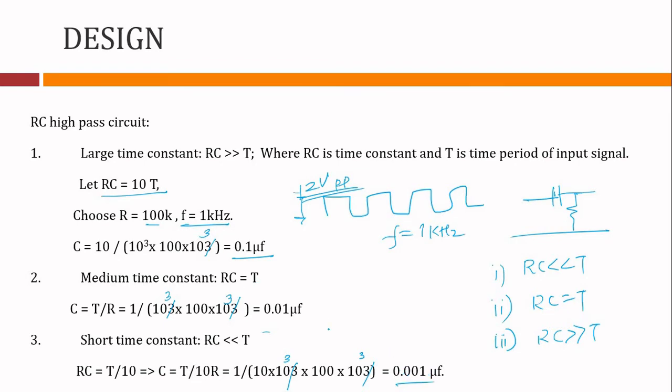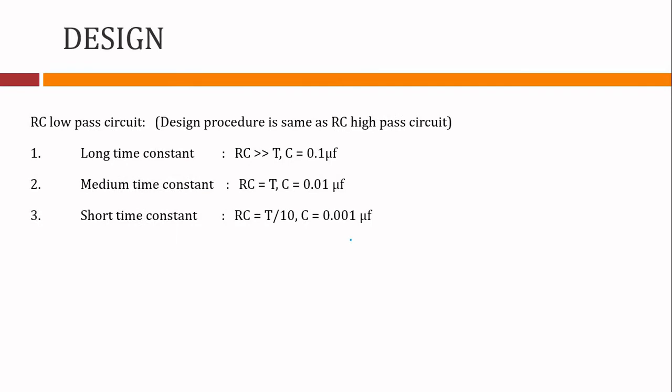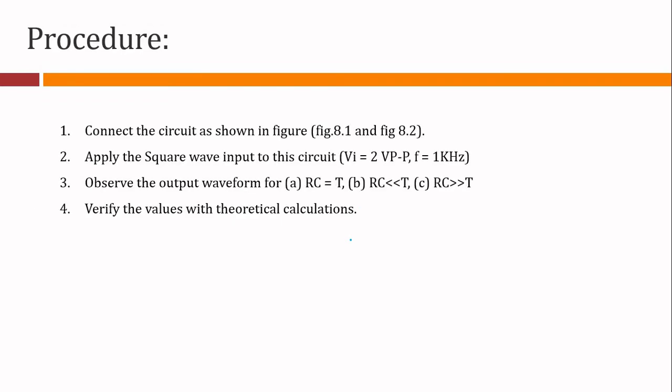So these are ceramic capacitors. How to decode them has been explained in the demonstration video. So depending upon the values of R and C, if it is a high pass circuit, we can get the spikes. And similarly for the low pass circuit, the design procedure is similar, so I have not explained it again. For the RC low pass circuit, only when RC is very much greater than T are you going to get a triangular waveform. So here is the procedure.